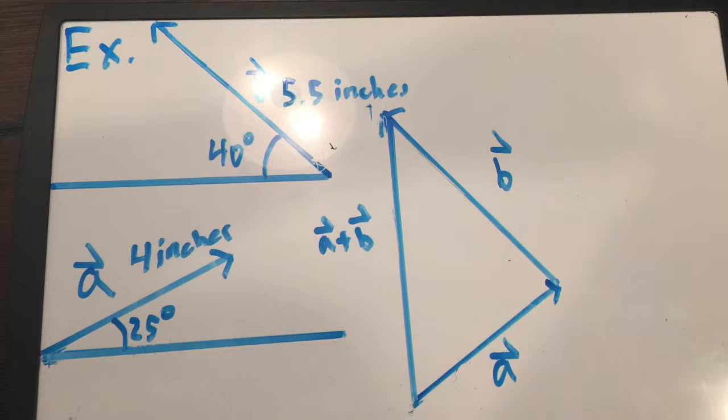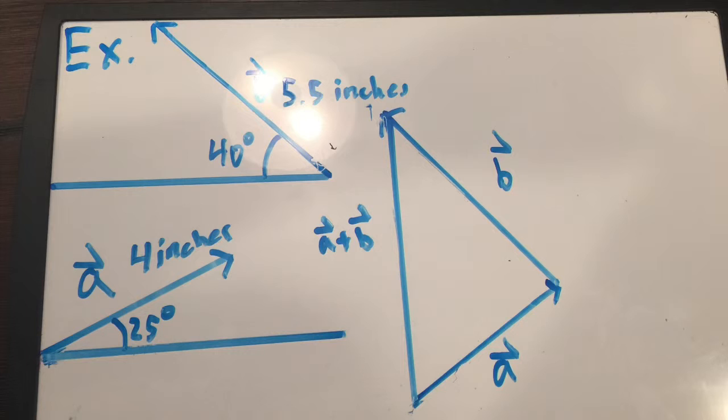This is the example of drawing the sum of two vectors. On the top left, you see an angle that's 40 degrees and 5.5 inches long. That will be vector B. And on the bottom left, you see an angle that's 25 degrees and 4 inches long. That will be vector A.